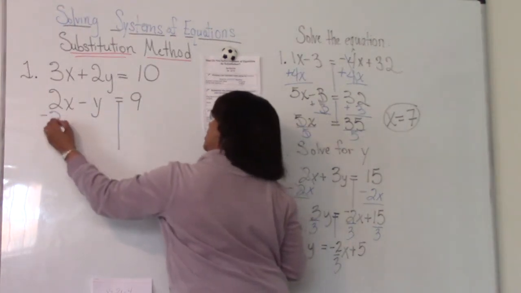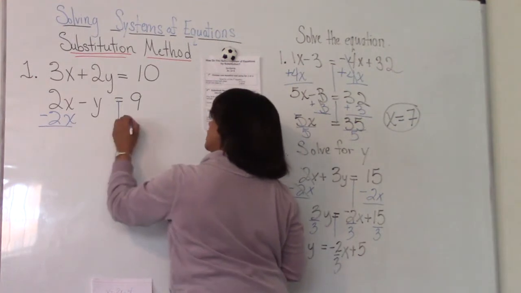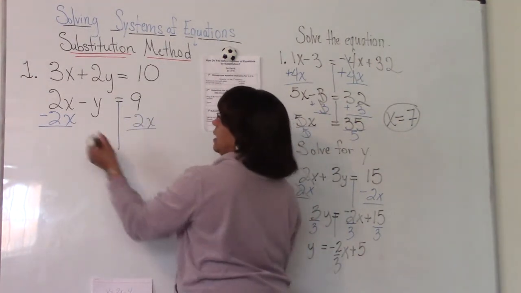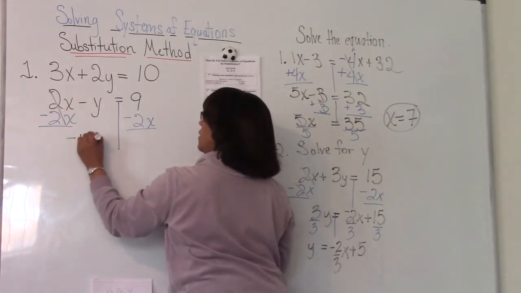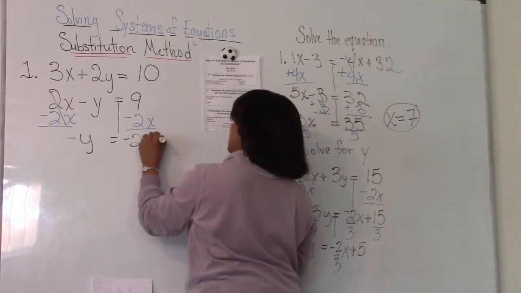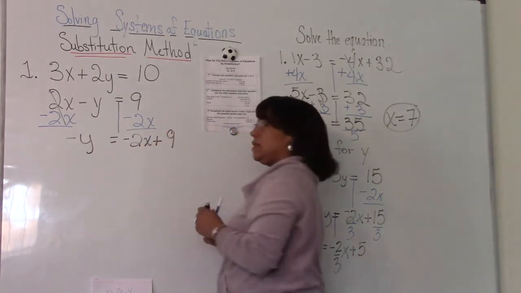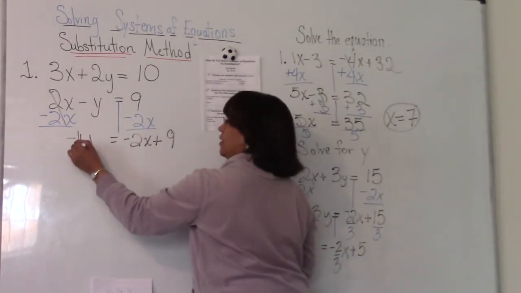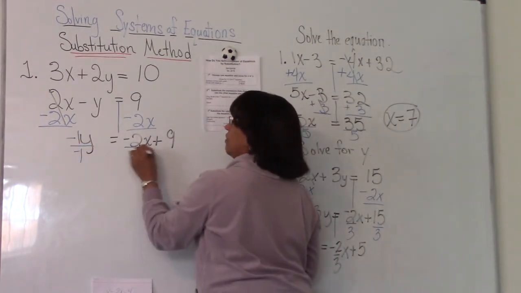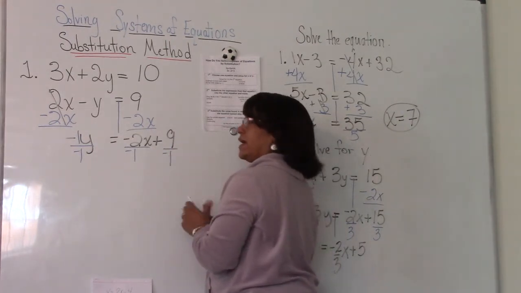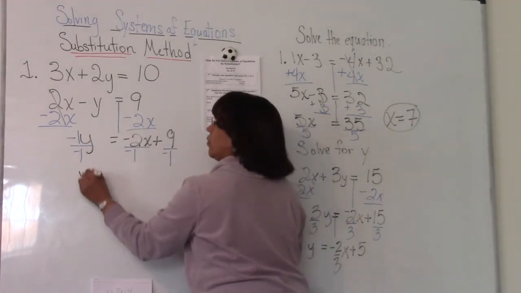So first, let's undo this 2x by subtracting 2x from both sides of our equation. And now we have negative y is equal to negative 2x plus 9. We still have an issue because we have negative y. So there's a negative 1 there that we do not see. We divide each term by that negative 1, and that's how we get y isolated, because we want positive y.